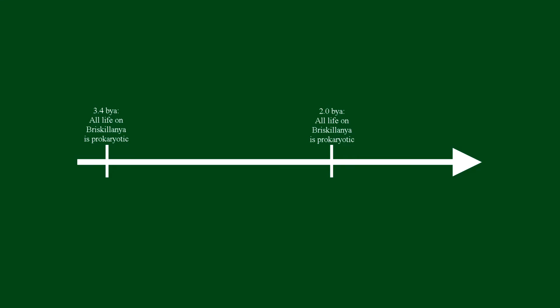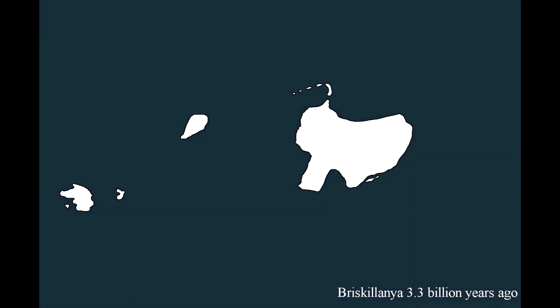Initially, since sexual reproduction, which enables organisms to share genetic material that could include beneficial mutations, hadn't been created yet, these organisms evolved at a very slow pace. However, life managed to spread throughout the Briskillanya mega-ocean.